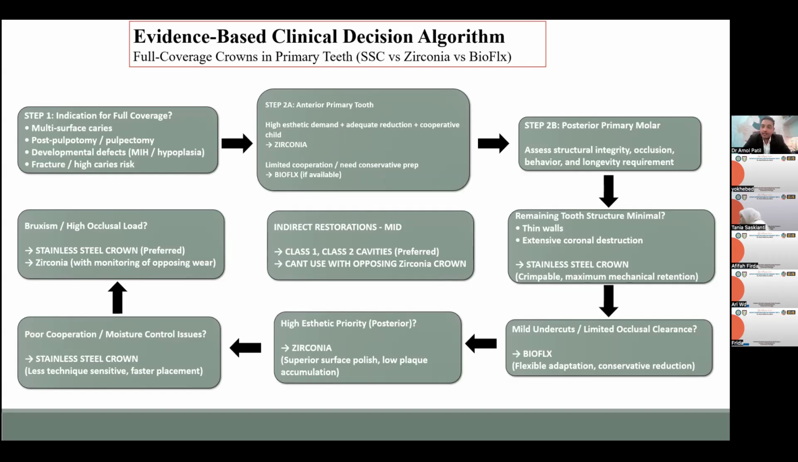In the cases where there are developmental defects like patients with MIH, hypoplasia, or when there is a chance of fracture or high caries risk, go ahead with the crowns instead of going ahead with the indirect restorations. That's what is my take.